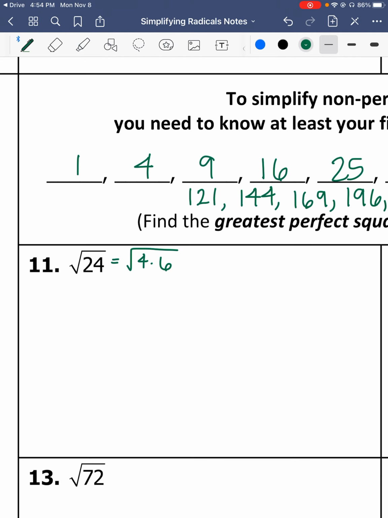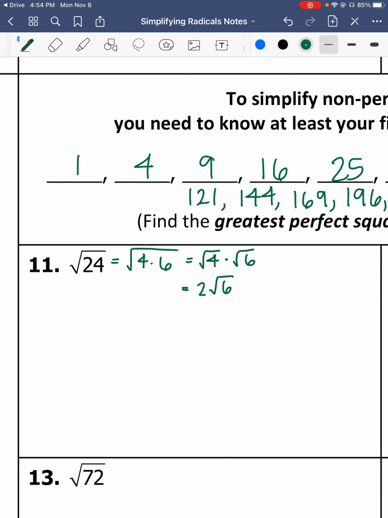Okay, so now, just like we did with the division, we're actually going to separate these. So I'm going to write this as the square root of 4 times the square root of 6. And then from here, I can simplify this even more. The square root of 4 is 2 times the square root of 6, which we cannot simplify anymore.